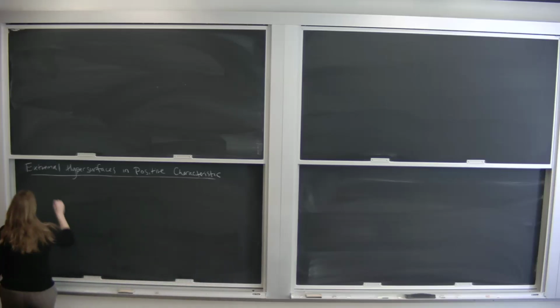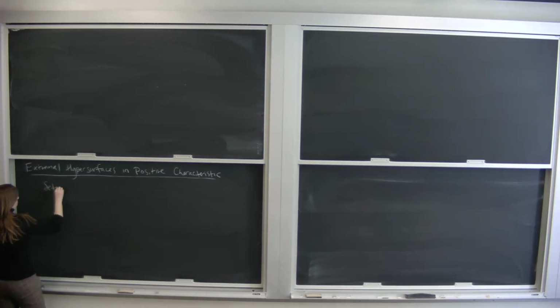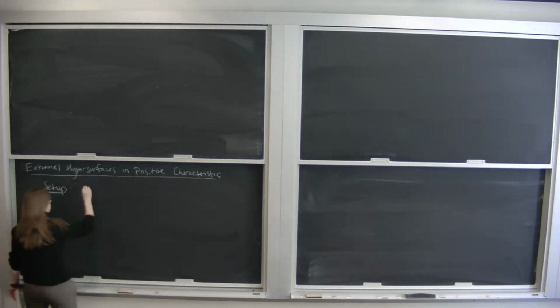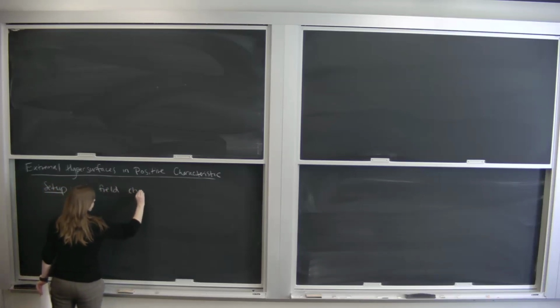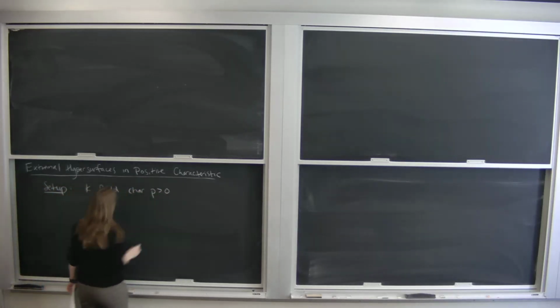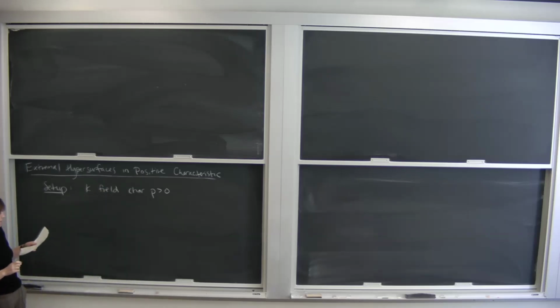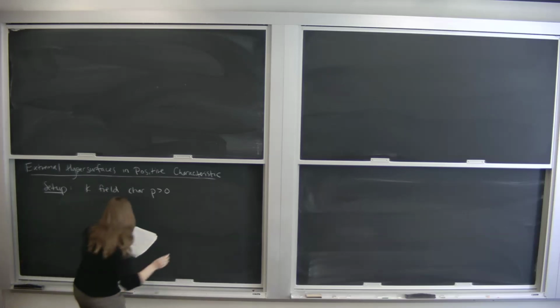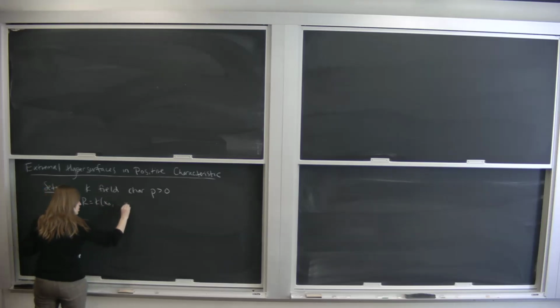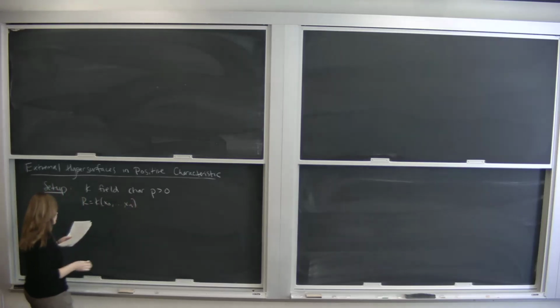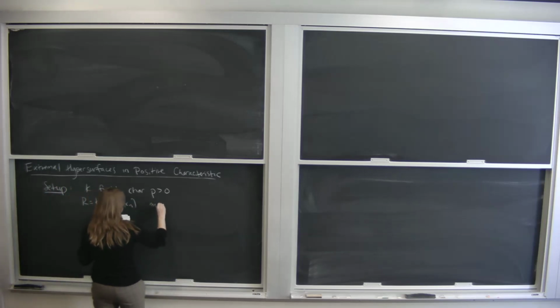So we're going to start with the following setup. K will be a field of characteristic p. I'm often going to assume it's algebraically closed, and I will try to tell you exactly when I need it. R is our polynomial ring, and M is going to be our homogeneous maximal ideal.